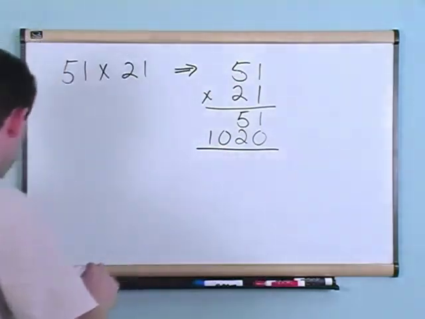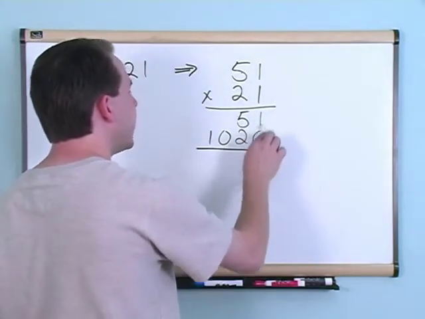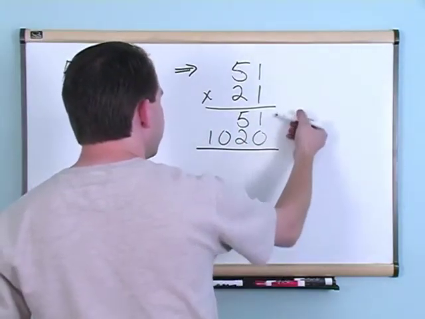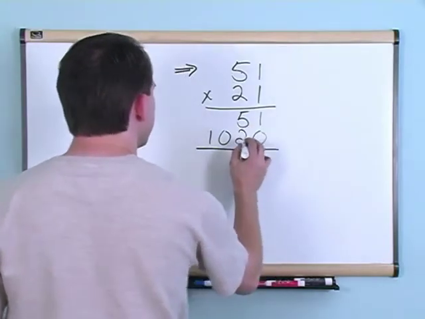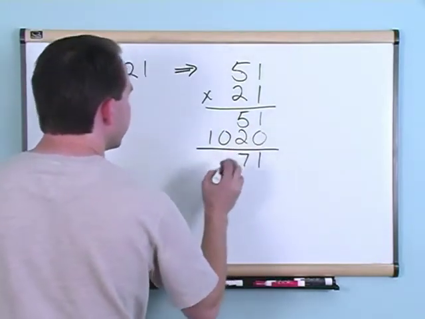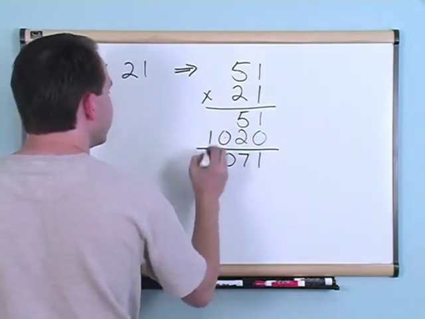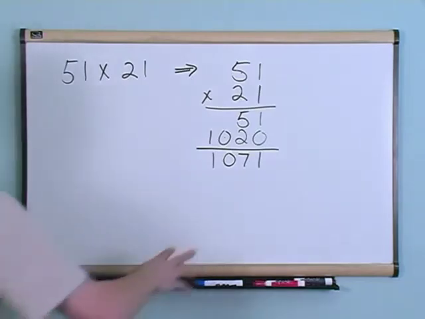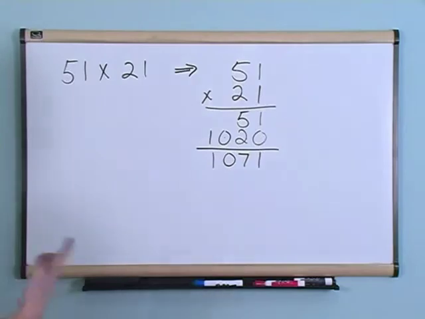So you draw a line, and now you have two numbers, 51 and 1020. Now you just add these up. So now you have two numbers, one on top of each other, and all you have to do now is add them up. 1 plus 0 gives you 1. 5 plus 2 gives you 7. 0 plus 0 gives you 0. 1 plus 0 gives you 1. So it's 1071 is the answer. So this is an example of two numbers multiplied together that you would never remember just by multiplication table.